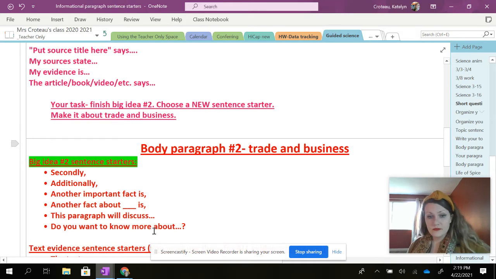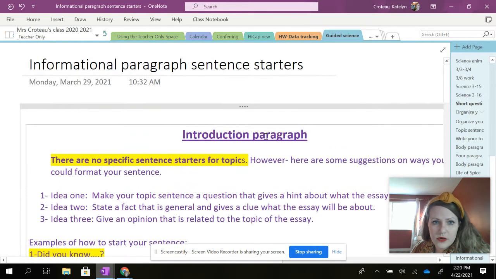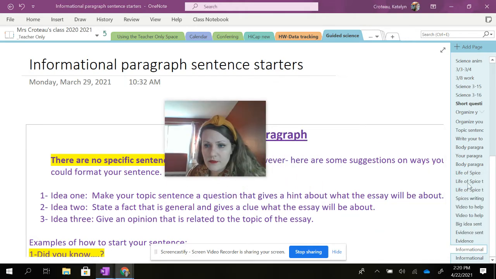So today, your job is going to be making sure you have big idea sentences. I wanted to show you kind of an overview of what you need in an informational paragraph, okay? Basically, let me pull this up.